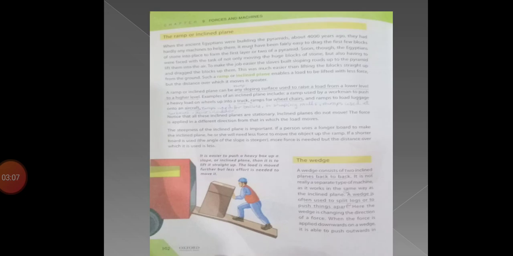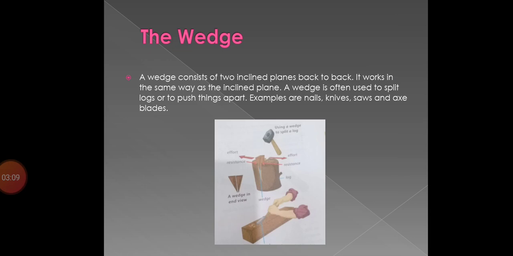Next is the wedge. Here in a diagram you can see that wedge is used to split logs. Moreover, wedges are also helpful in holding two things together. A wedge consists of two inclined planes back to back. It works in the same way as the inclined plane. A wedge is often used to split logs or to push things apart. There are many examples. Few are of nails, knives, saws, and axe blade.